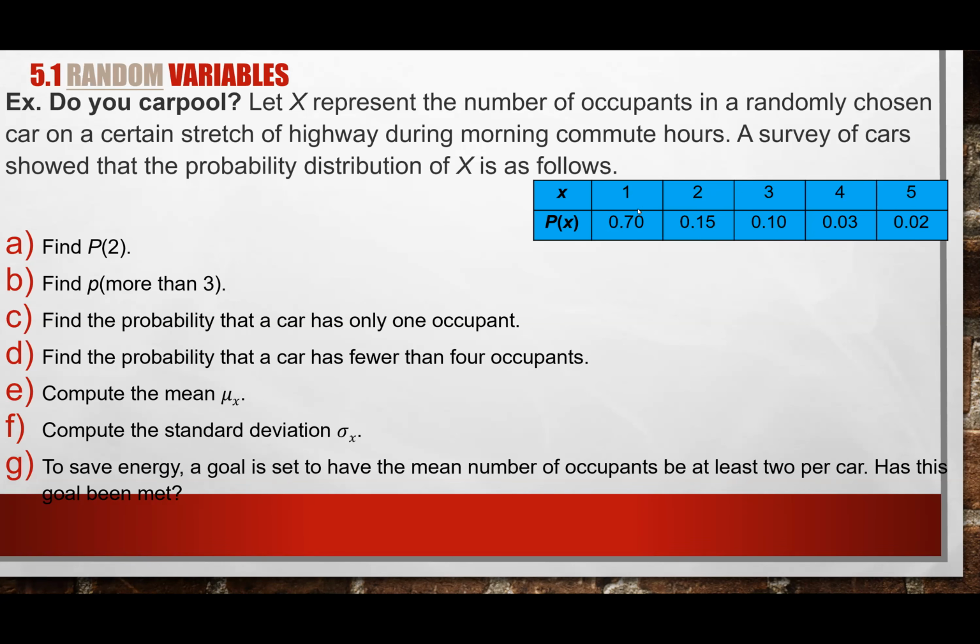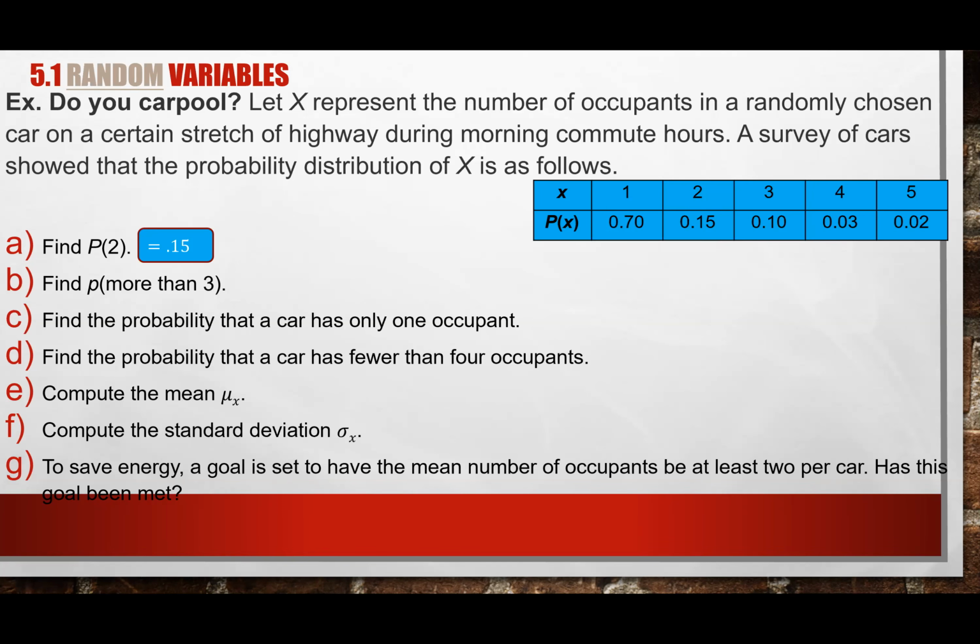But looking at this, this is what they ask you. If we randomly select one car, what is the probability of that car having 2 people in it? This is what they tell you for A. If we select one car on this certain highway, what is the probability of 2 people in it? Based on this distribution, do you agree that 2 people is 0.15, meaning 15%? Based on this data, there's a 15% chance that you pick out a car and that car has 2 people.